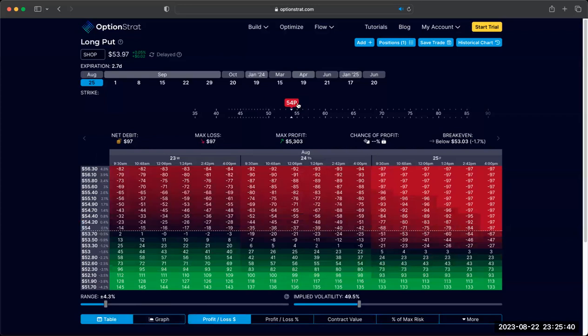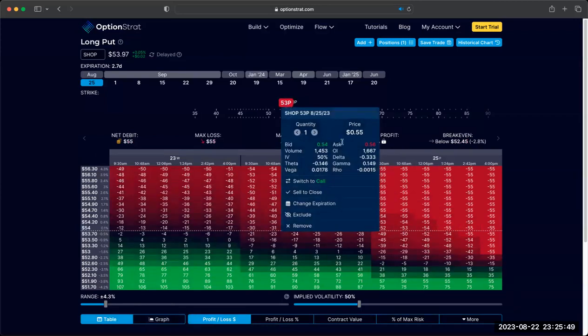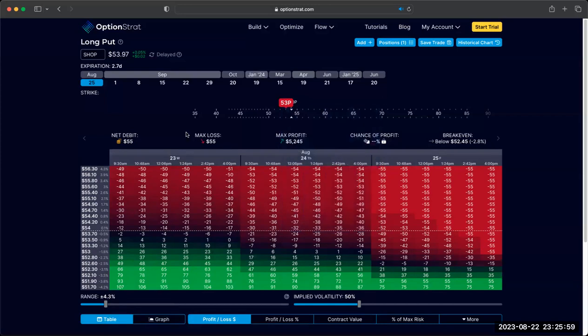I was looking at the, I believe, 54 or 53. I think I was looking at the 53s, right? All right, so they're $55 each. The delta is 33. The IV is 50%. You know, it's got 1,400 volume, right? Open interest is 1,600. Okay, cool.